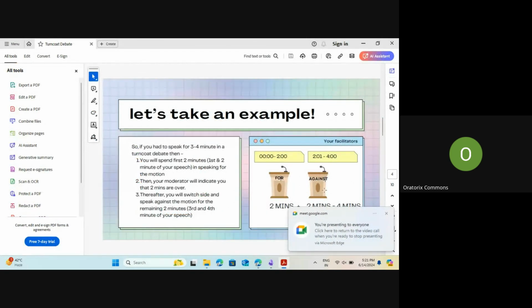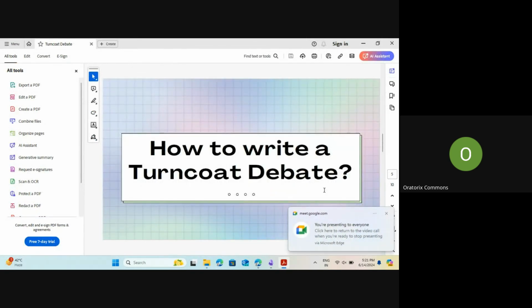Alright, guys, ये हो गया आपका. उसके बाद we come to how to write a turncoat debate. अब देखो, at the end तो देखो आपको speech ही लिखनी है. But right now what I'm going to tell you is कि speech लिखने से पहले we also have some time for thinking. Okay, like one thing can be that you directly start writing the speech.